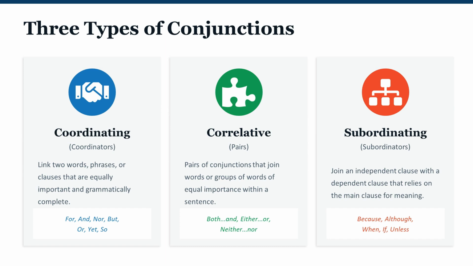There are three main types of conjunctions in English. The first type is coordinating conjunctions, also known as coordinators. These are used to link or join two words, phrases, or clauses that are equally important and grammatically complete. The second type is correlative conjunctions. These come in pairs and join words or groups of words of equal importance within a sentence. The third type is subordinating conjunctions, also known as subordinators. These join an independent clause with a dependent clause that relies on the main clause for its meaning. Let us now look at each type in detail, starting with coordinating conjunctions.